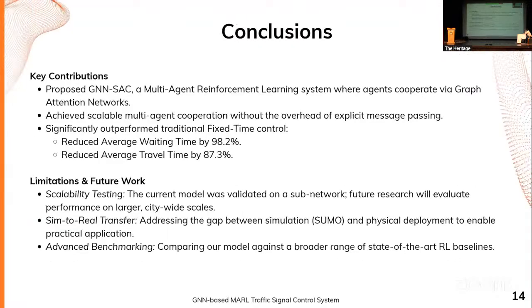To finish, I would like to summarize what we have done. We built a new system called Graph Attention Network in a multi-agent reinforcement learning system. This system allows traffic lights to work together by sending messages to their neighbors. It learns in a stable way and performs much better than the old fixed time system.